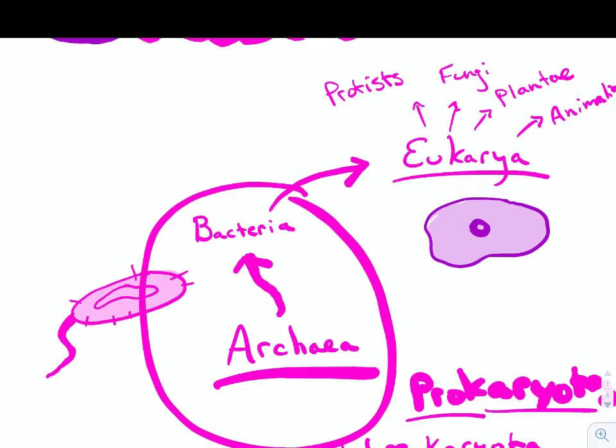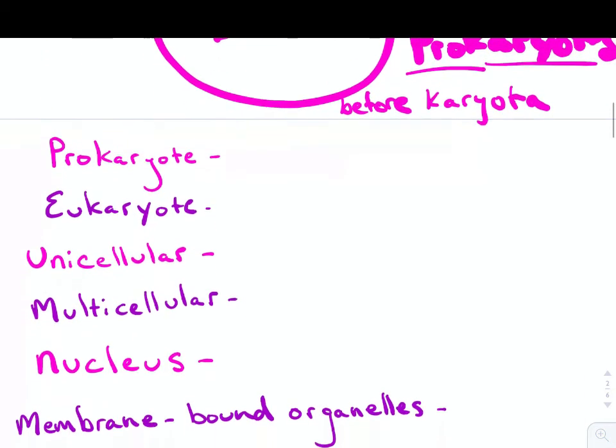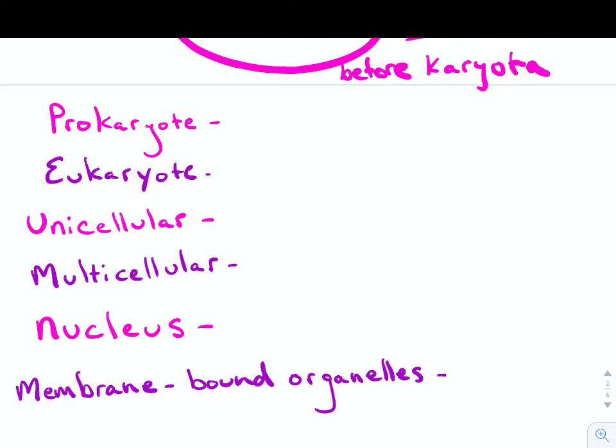What that means is that all of these groups, all protists, all fungi, all plants, all animals, their cells contain a nucleus and membrane-bound organelles. So eukarya means with karyota, with a nucleus. Let's take a look at some of these words here. We said a prokaryote is a cell lacking a nucleus and membrane-bound organelles.